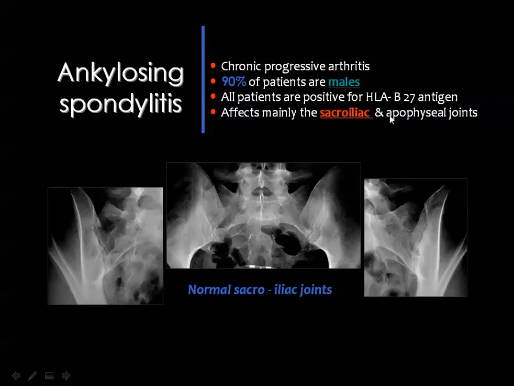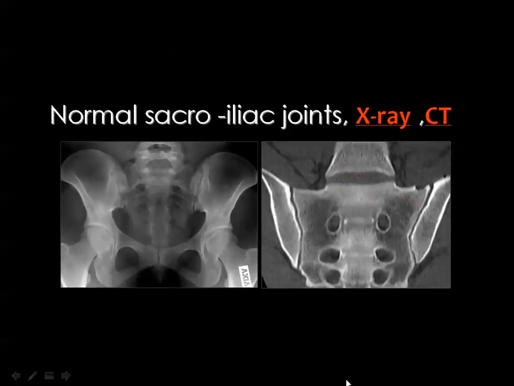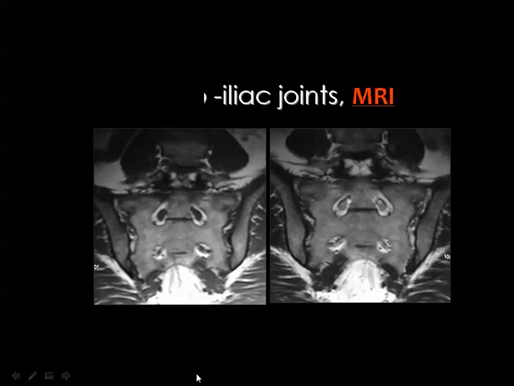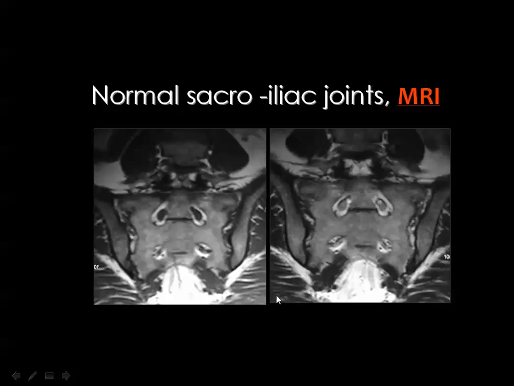Affection of the sacroiliac and apophyseal or facet joints is one of the standard manifestations of ankylosing spondylitis. This plain X-ray shows the normal sacroiliac joints in the frontal view and in the oblique view for each joint. And here you can see the normal sacroiliac joints by plain X-ray and by coronal reformatted CT image of the sacroiliac joints. And this is also the normal appearance of the sacroiliac joint by MRI.